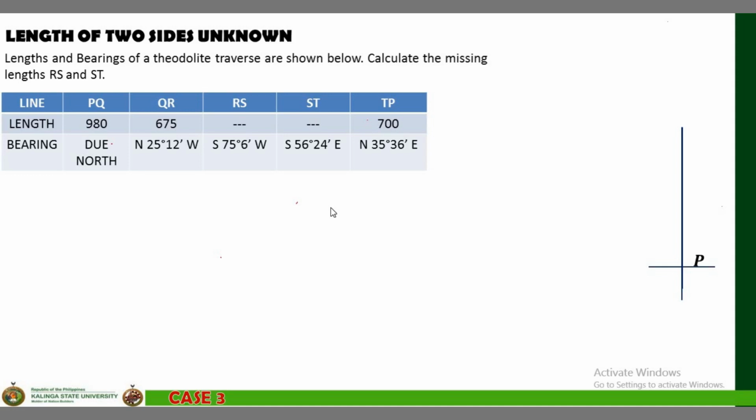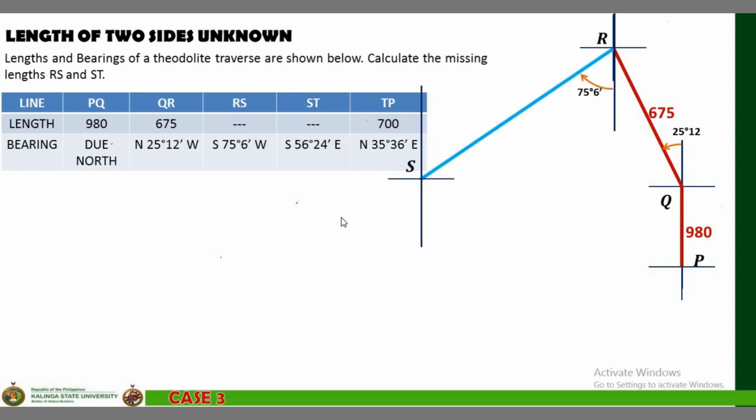Yan si point B, then from B to Q, which is due north with a length of 980 meters. Then from Q to R, there is a given bearing with a length of 675. Then from R to S, there is no length, but there is a given bearing. From S to T, there is also no length, but a given bearing. From T to P, with a distance of 700 and a bearing of 35 degrees 36 minutes.